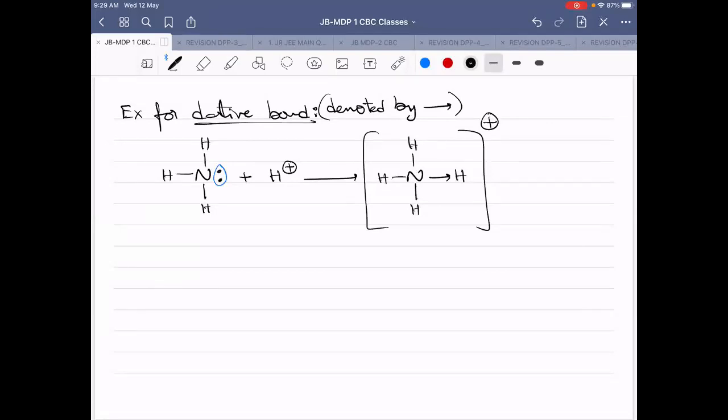Coordinate covalent bond is a bond formed when one atom donates both the electrons and the other atom does not donate any electrons into sharing. Only one atom will give electrons into bond formation. The other atom will just share those electrons.